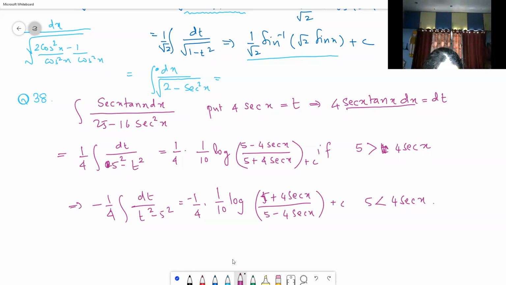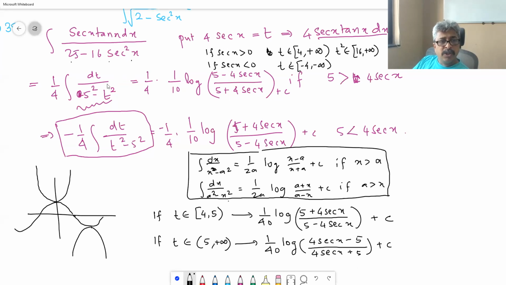Excuse me, sir. Sir, I think in the first one, since the formula that we have written is okay. Now, once we do this substitution, 4 sec x is equal to t, we get the integral reduced to dt upon 5 square minus t square. So, these are the two standard formulae that we have learned. If x square is greater than a square, that is x is greater than a, then this is the formula, and if a square minus x square is in the denominator where x is less than a, we get this formula.